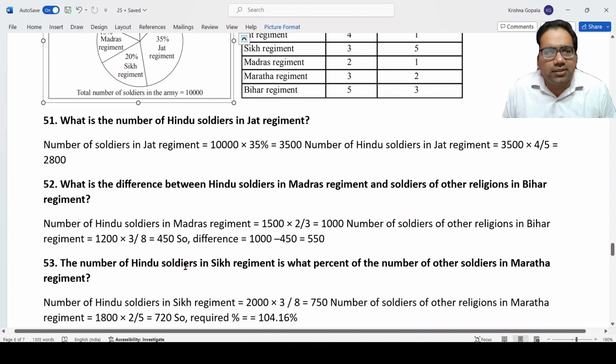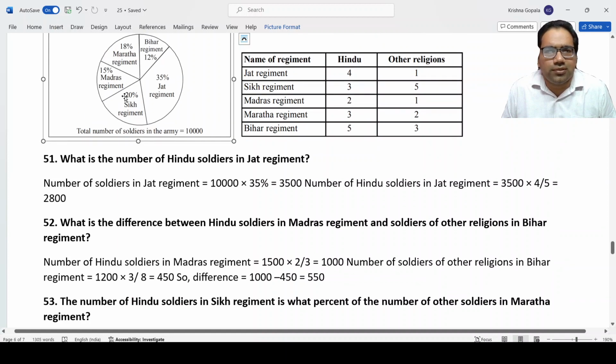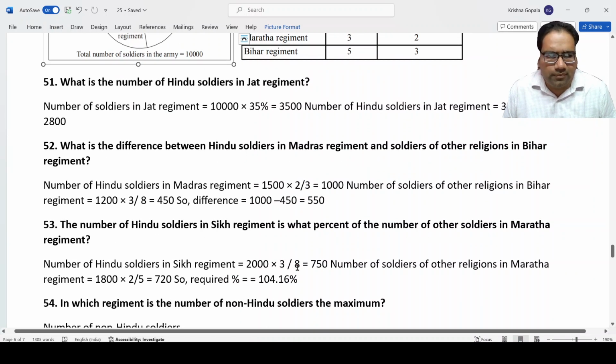The number of Hindu soldiers in Sikh regiment is what percent of number of other soldiers in Maratha regiment? Number of Hindu soldiers in Sikh. Sikh total is 2,000, right? Of which Hindu is 3 by 8 of 2,000, right? 3 by 8. 2,000 by 8 is 250. Into 3, it is 750. 750 Hindu soldiers are there in Sikh regiment.